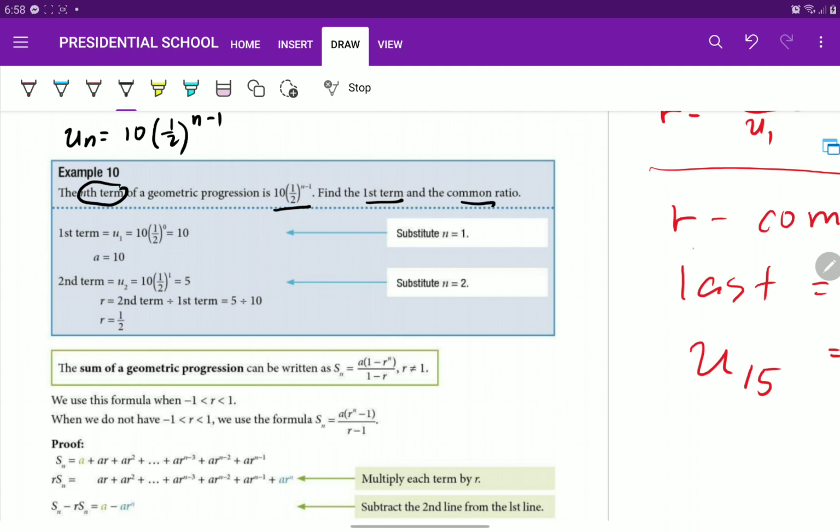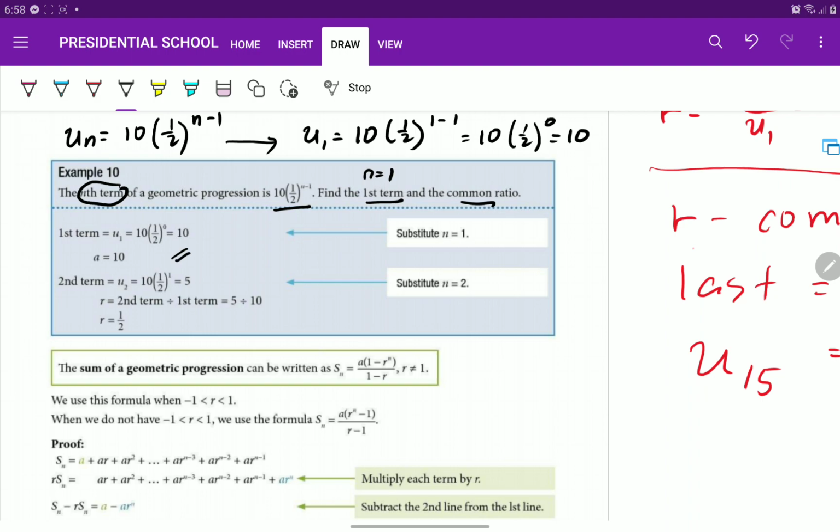Alright? So, for you to be able to get the first term, that is n is equal to 1. Correct? So, if n is equal to 1, this will be u sub 1 is equal to 10 times 1/2 raised to 1 minus 1. That's from here, which is 1/2 to the 0. 10 times 1/2 to the 0, which is equal to 10. Okay? So that is now the answer to that.